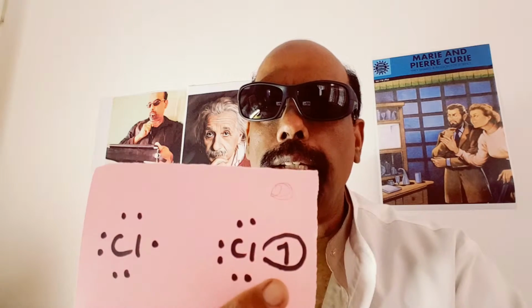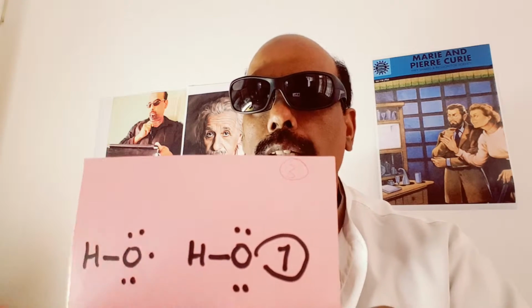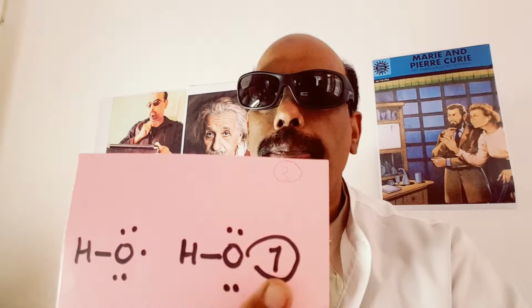Chlorine radical. There is an unpaired electron. You see here the unpaired electron is shown. A radical can be a molecule which has an unpaired valence electron. Here we have the OH radical, and here the unpaired electron is shown. This is known as the hydroxyl radical.